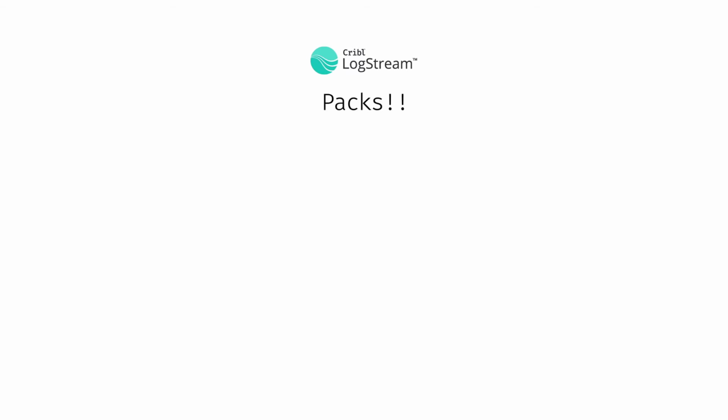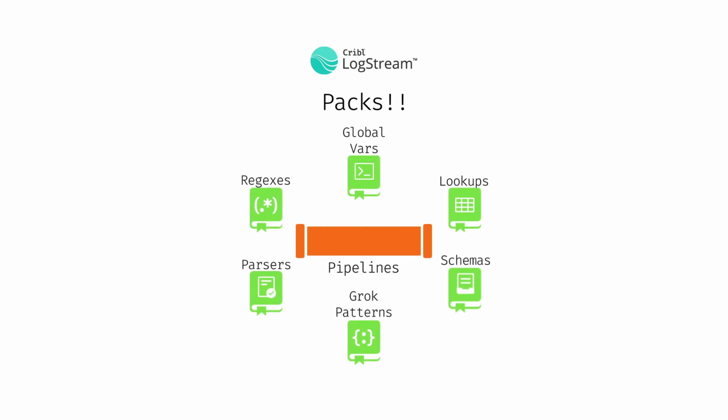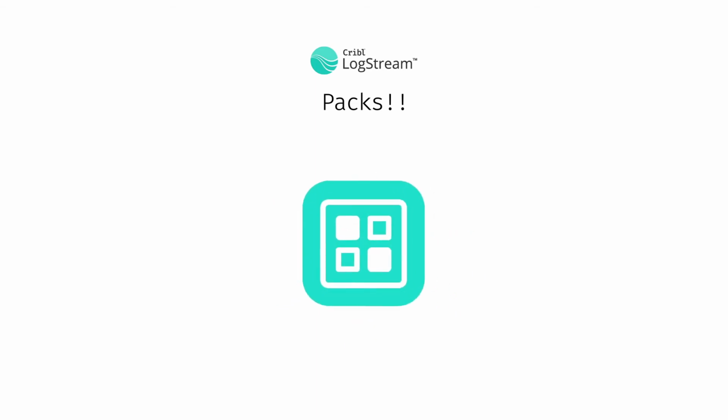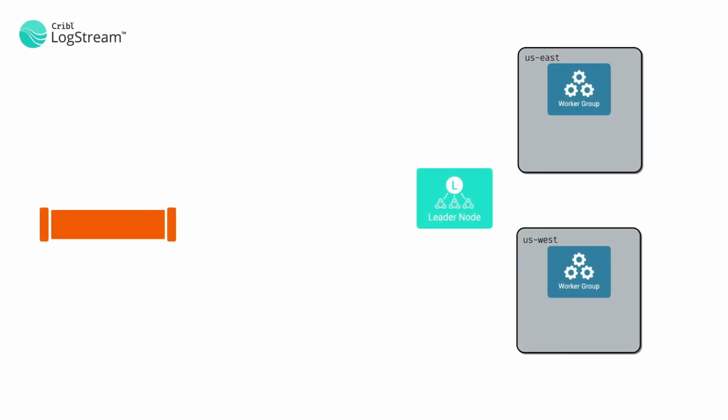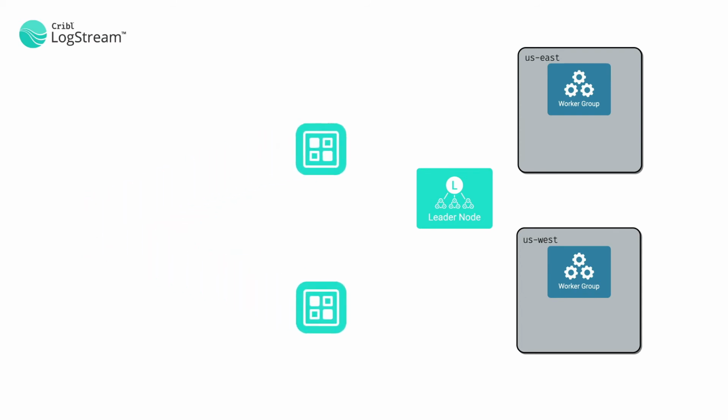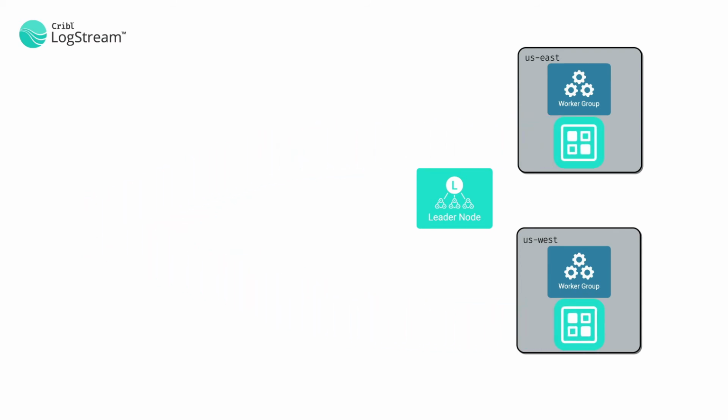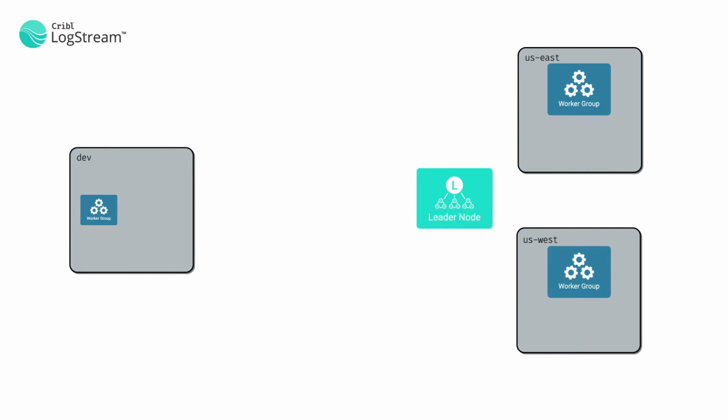A pack is a collection of pipelines and knowledge objects that are bundled together for easy deployment and redeployment in your environment. Do you have worker groups that are geographically aligned but need to share pipelines? Create a pack of the pipeline configuration and then simply deploy the pack in all the worker groups you need it in. Want to develop your pipeline in your dev environment but have an automated way to deploy it in your production environment? Create the pack in dev, test it, and when you're happy with it, deploy it in production.